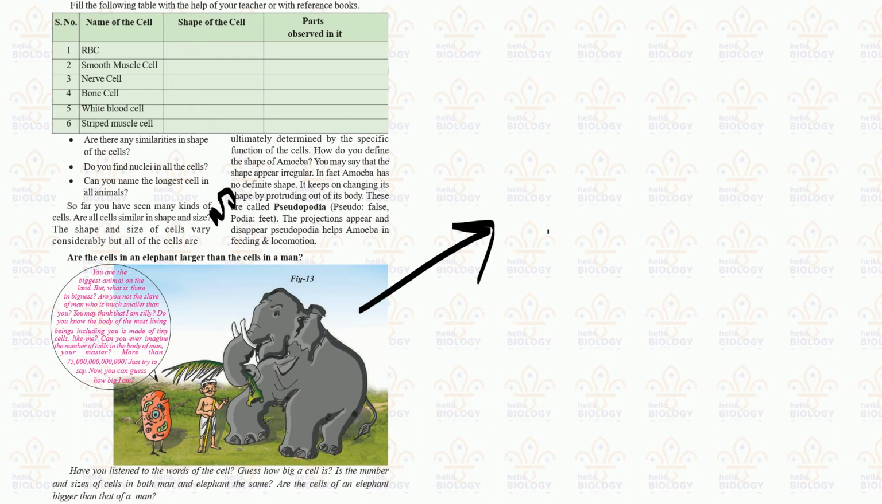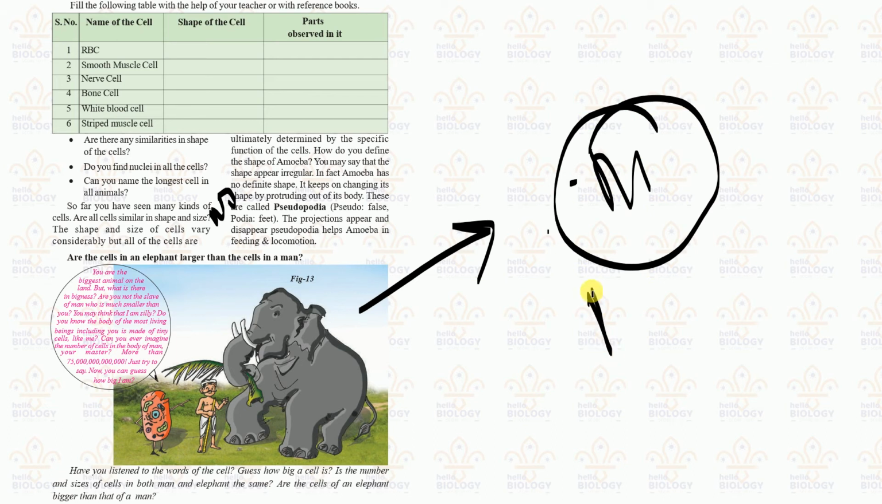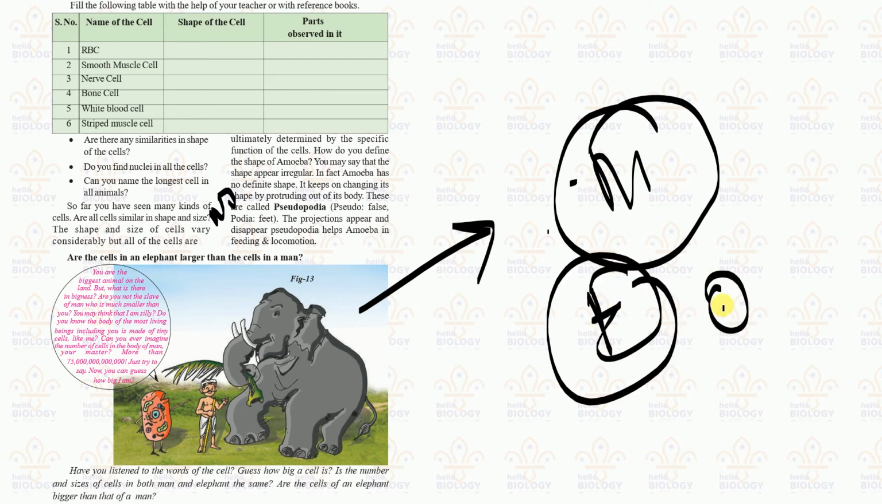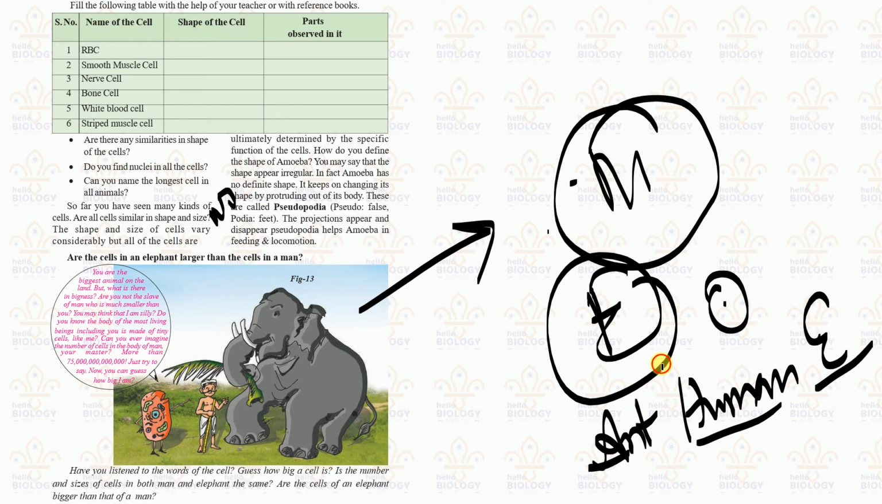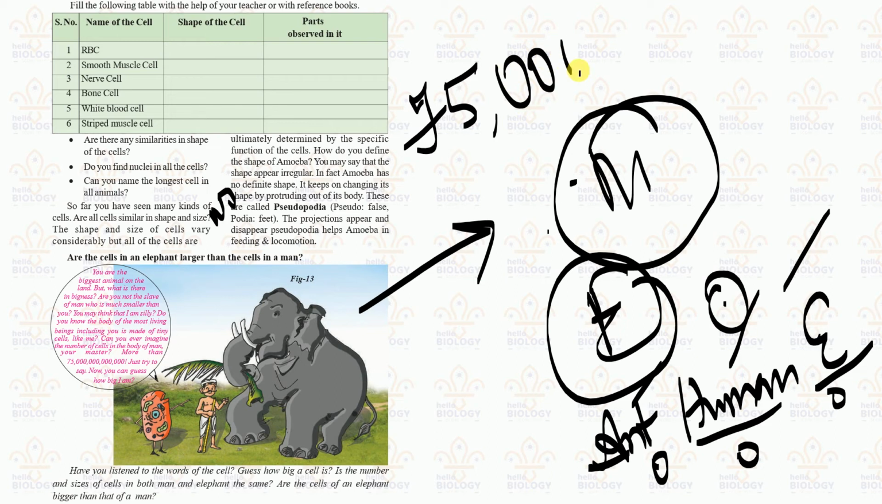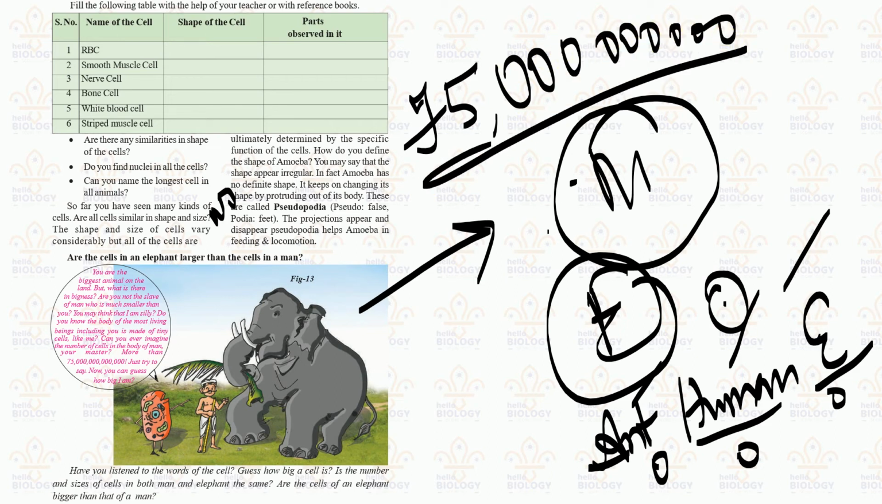Do you know the body of most living beings, including the elephant, is made of tiny cells? That means if you take an ant, a human, or an animal like an elephant, the size of the animal may be larger but the cells are the same. Understood? So this is what they are saying here. Human cells are nearly 75 thousand cells present here.